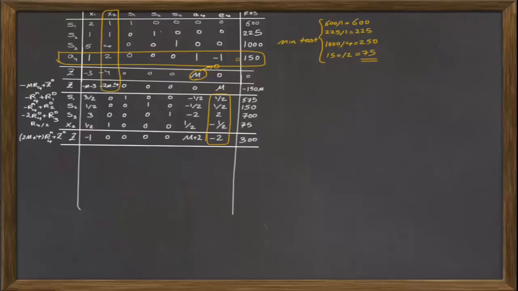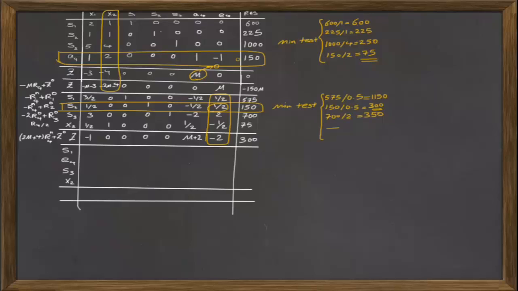Again, I have to look for the most negative value here and implement the minimum test. As you know, we implement the minimum test only on the positive values of the pivot column, which are 1/2, 1/2, and 2. By implementing the minimum test, you see that the minimum value is related to the second row of this matrix. So we have to change 1/2 to a value of 1 in the next table, because E4 is going to replace S2 in the next table.